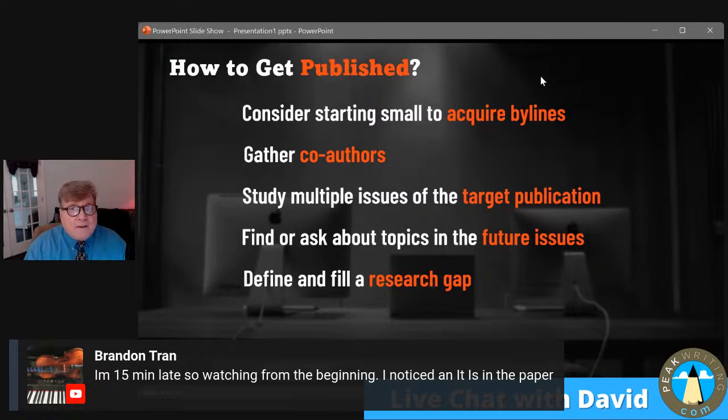And of course, when you write the article, you know this already from your research. It's critical that you first do your literature review so that you can define a specific research gap, a place that needs your research in order to fill it in. Define that research gap, and that will make your article valuable.